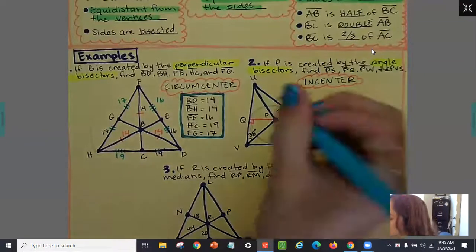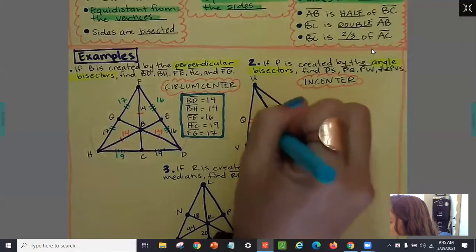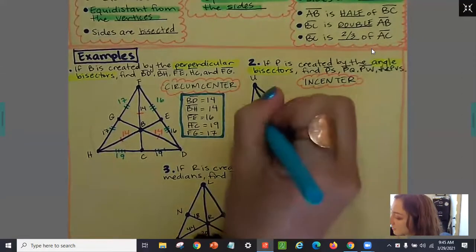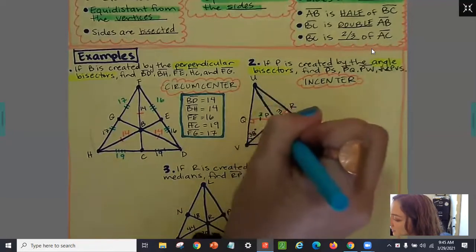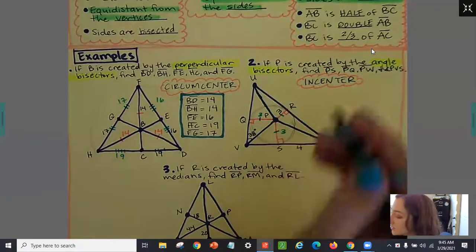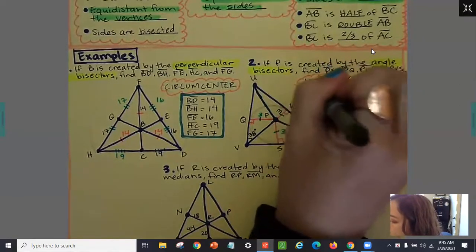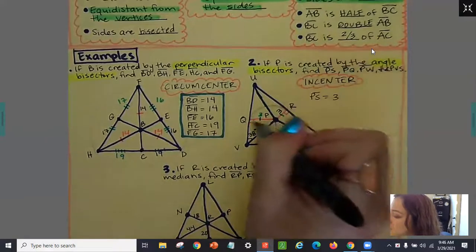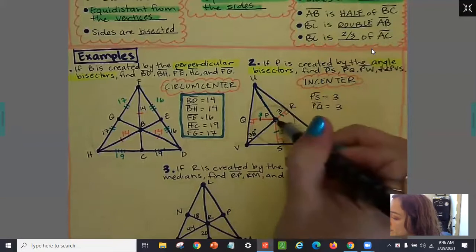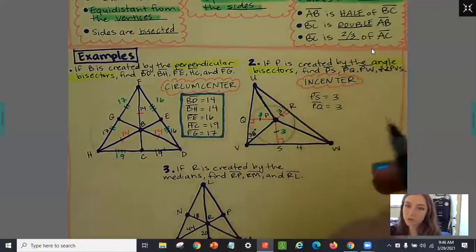Okay, so since it's the incenter, that means that it is equidistant from the sides. That means that these three things are congruent. So if this is 3, that means that this is 3, and this is 3 as well. So let's start with these. We know that PS is 3. We also know that PQ is 3. And we know that PR is 3, but we already knew that one.